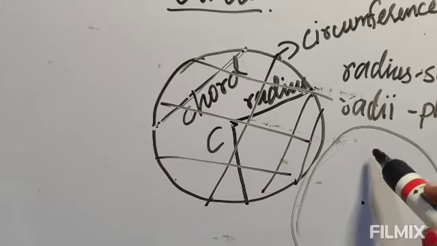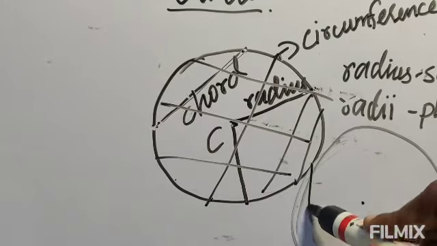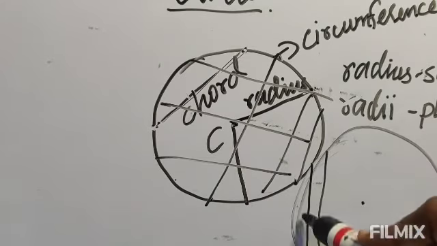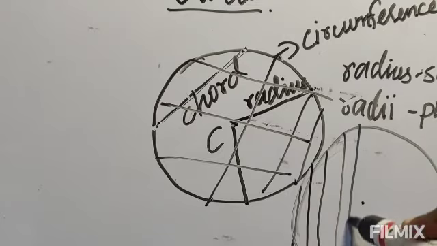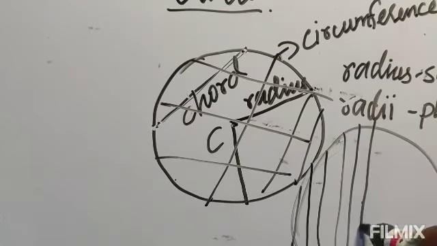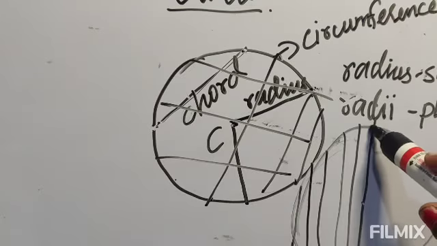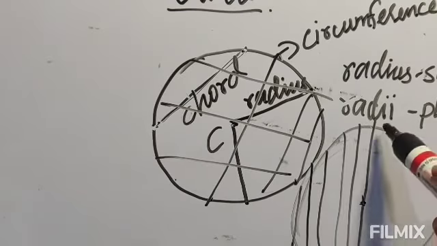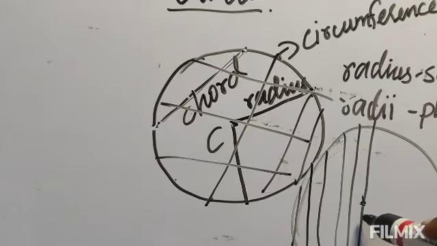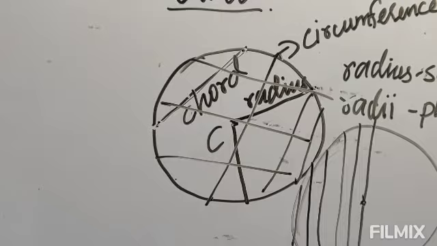Now this is the center. Suppose there is one radius. If you draw the chord like this, it will be small. This one is bigger, bigger. The chord which is crossing the center will be the longest chord. The chord passing through the center will be the longest chord. There is no other longest chord. All other chords will be smaller.